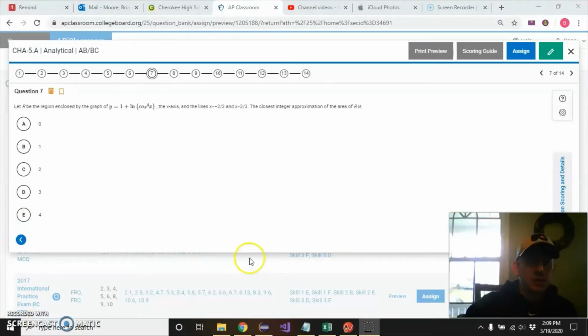Okay, number 7. It looks like a simple find the area kind of problem. The area trapped under that curve, between that, the x-axis, and these two vertical lines. Just find the closest integer approximation for that area. All right, that's straightforward enough.